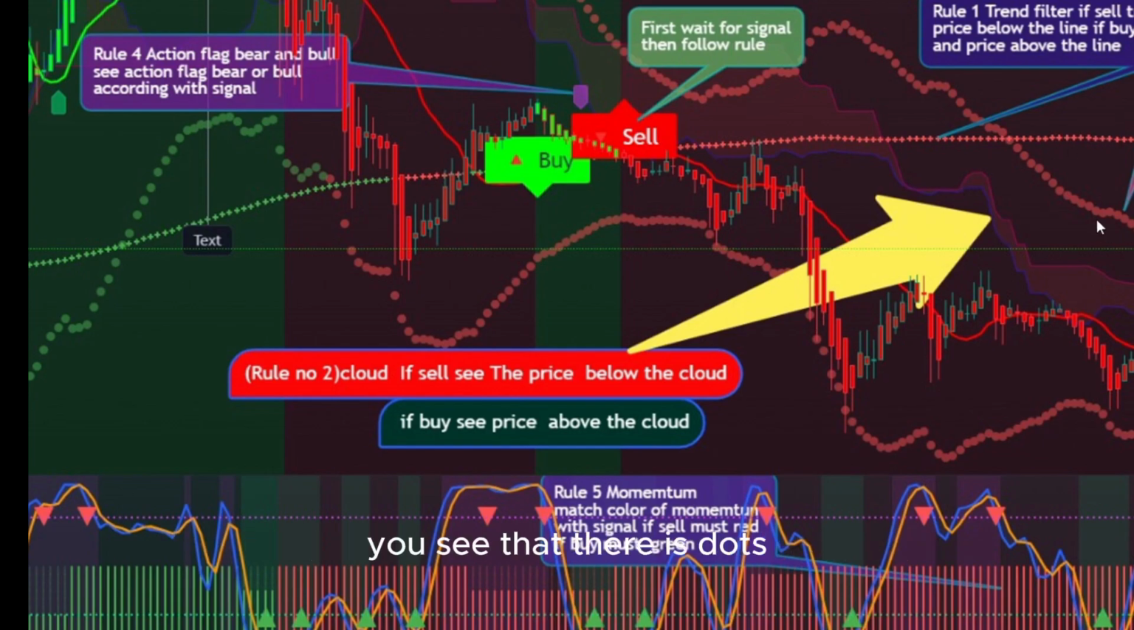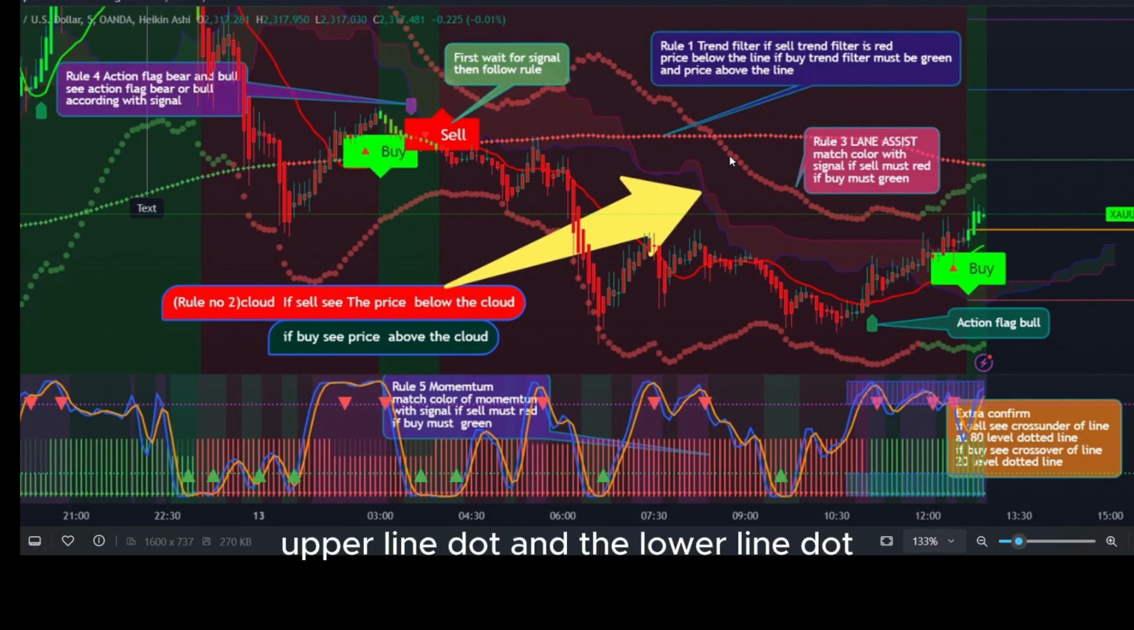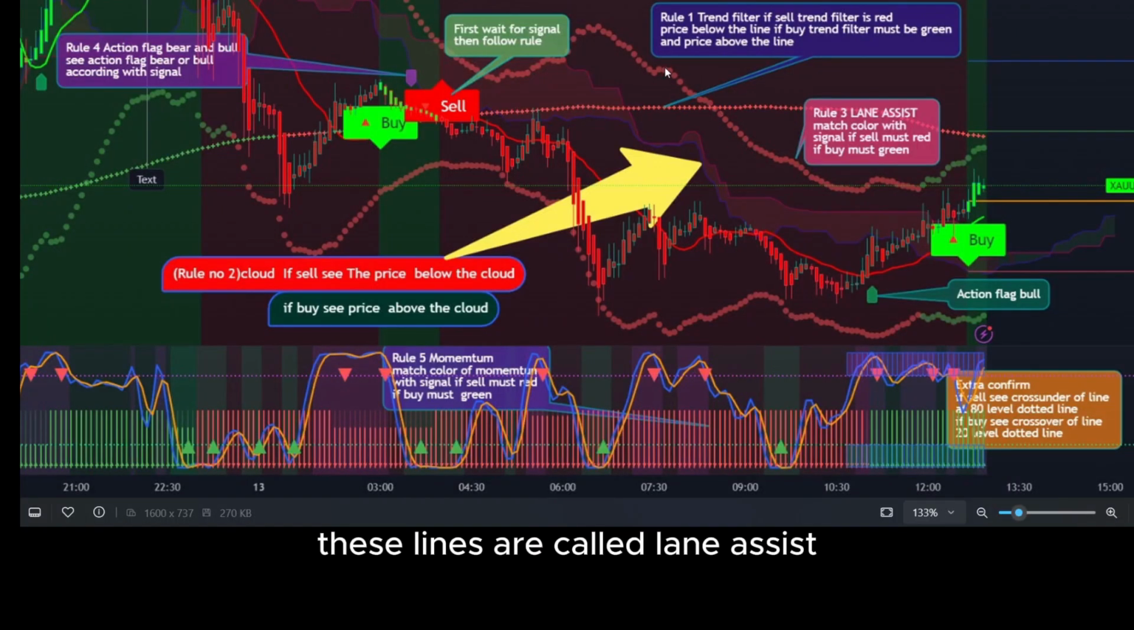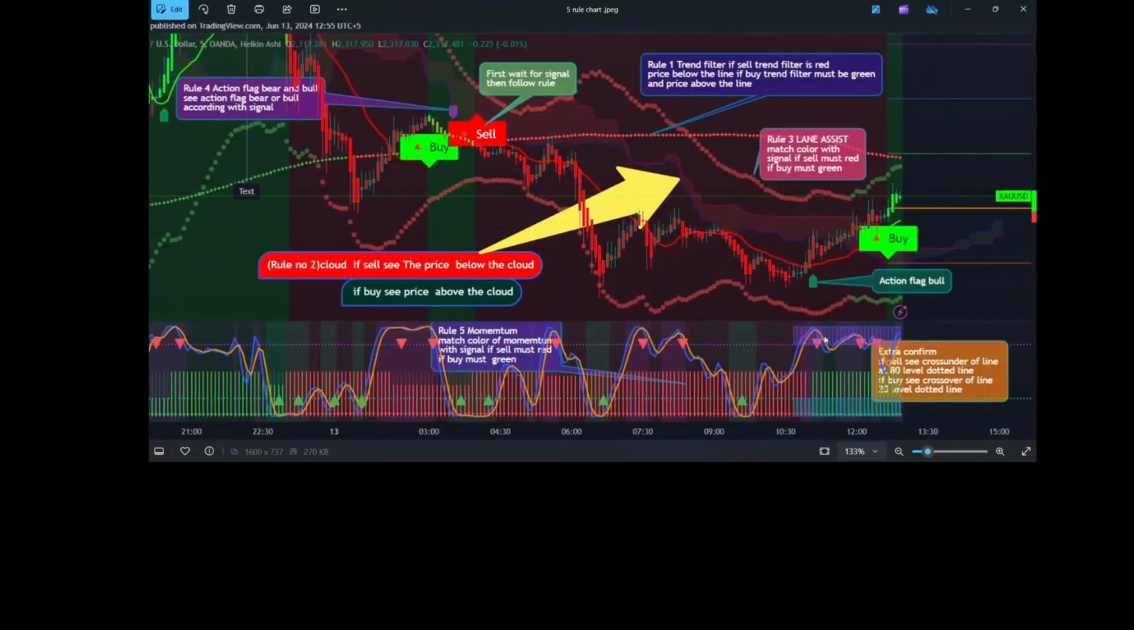The third rule: you see that there is a dot, an upper line dot, and the lower line dot. These lines are called lane assist. If there is a sell signal, the lane assist dot will be red. If, conversely, there is a buy signal, the lane assist dot must be green. After completing the 3 rules, then you come to the next step.